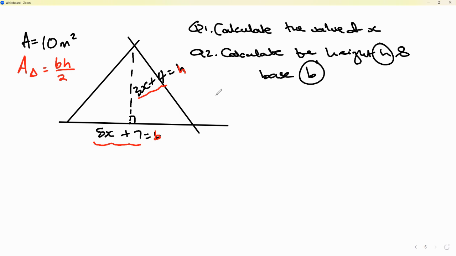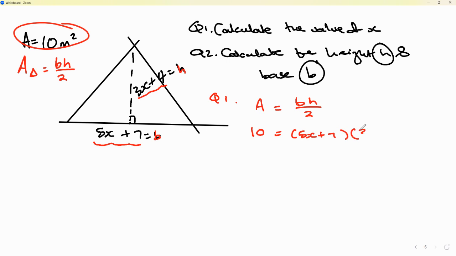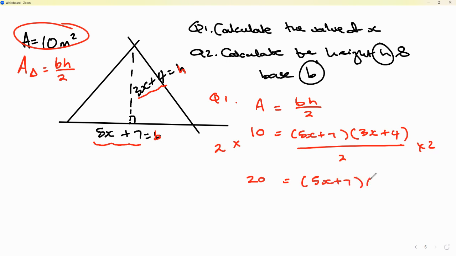So for question 1, I need to write down the formula. Area is equal to base times height divided by 2. I'm given that the area is 10. I'm given that my base is 5x plus 7, and my height is 3x plus 4, divided by 2. And so now I'm going to multiply both sides by 2. This will end up as 20 equals 5x plus 7 multiplied by 3x plus 4.